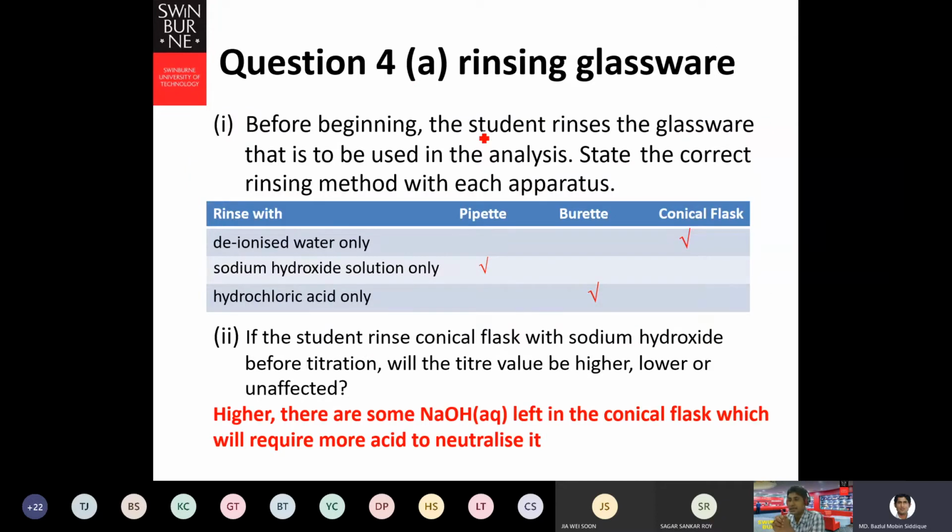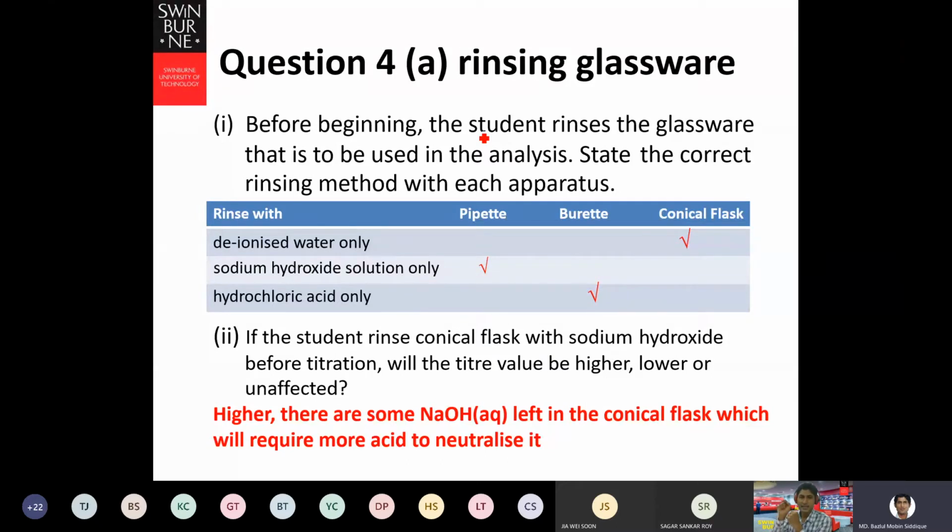rinsing the glassware is very important. When you do lab work in our lab, it's very, very important how we rinse the glassware. The pipette, here is the ideal state. It says only sodium hydroxide solution, if we are doing an acid-base titration of sodium hydroxide and HCl, right?